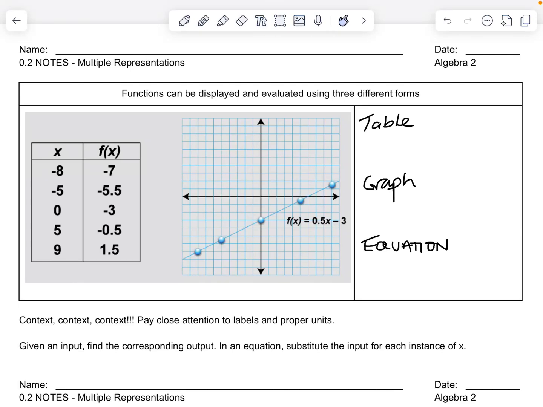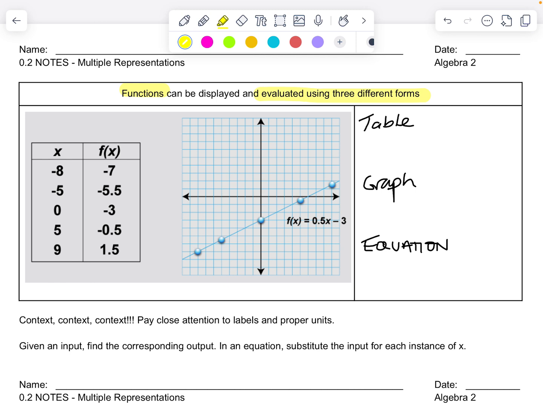Point two notes, multiple representations. Here we're going to focus on the fact that if I have functions, and we're going to have functions throughout this whole class, they could be evaluated in a bunch of different ways. We're going to focus in on three different forms of that occurring. This image right here tells us a story, and it's actually the same function three different ways.